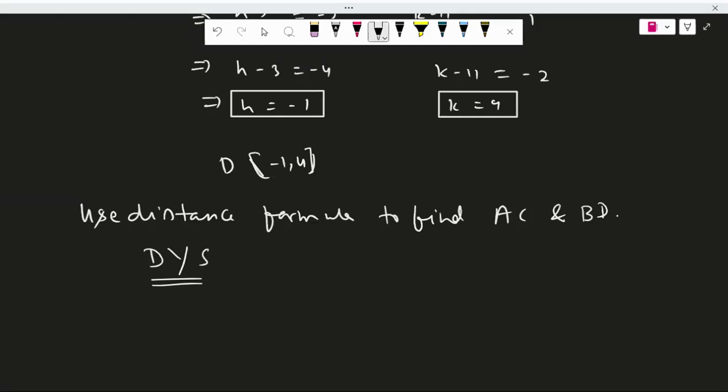Now moving to question number 7. We have done till question number 6. Okay, here it is. Question number 7: the point P is equidistant from A and B. Find the value of k.